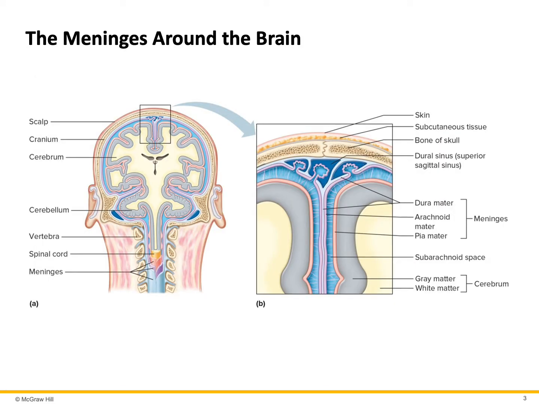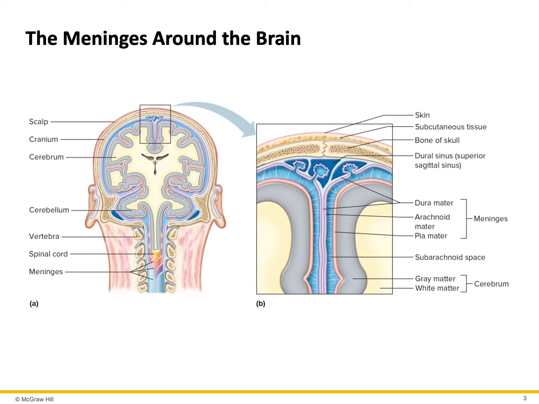Brain and spinal cord are surrounded by 3 layers of connective tissue. These 3 layers are called meninges. The meninges consist of dura mater, arachnoid, and pia mater. Dura mater is the outermost layer, which is attached to the skull, while the innermost layer is called pia mater, which is firmly attached to the nervous tissue of the brain. Between these 2 layers, there's a third layer, which is called arachnoid mater.